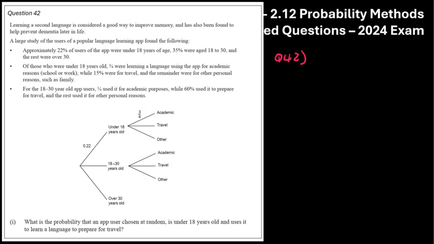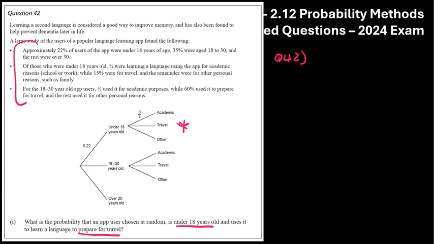So I've got, what is the probability that a random app user is under 18 and used it to prepare for travel? So looking at my tree, I can see my under 18-year-olds here, and I can see my travel here. So I'm looking for this branch here, and I've actually already got the 0.22, so I'm really just looking for the probability of that travel branch if they were under 18. And hopefully that's hidden in the text there, or if it's not there, hopefully I've got enough information to then figure out what that might have been.